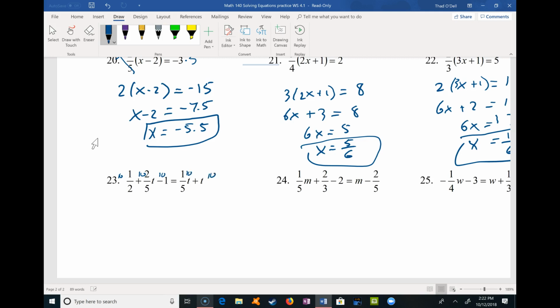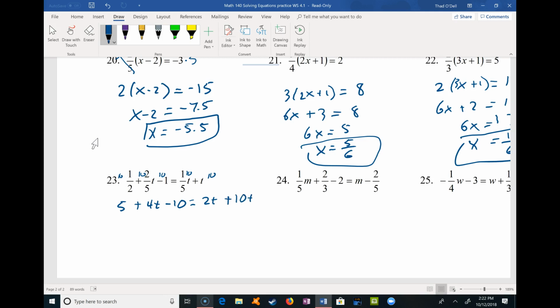a 10 times there. So 10 times 1/2 would be 5. 10 times 2/5 t would be 4t. 10 times negative 1 is just negative 10. 10 times 1/5 t would be 2t. And 10 times t would be 10t.